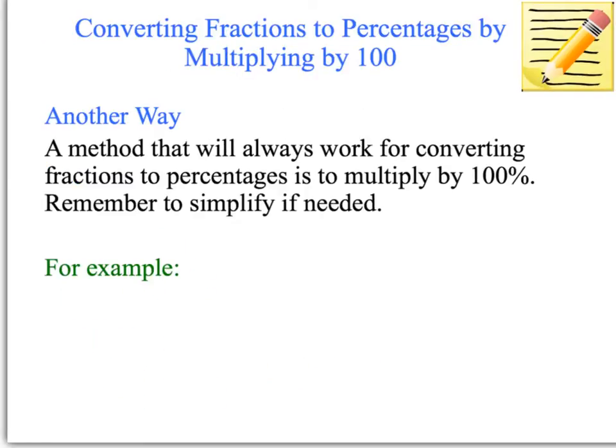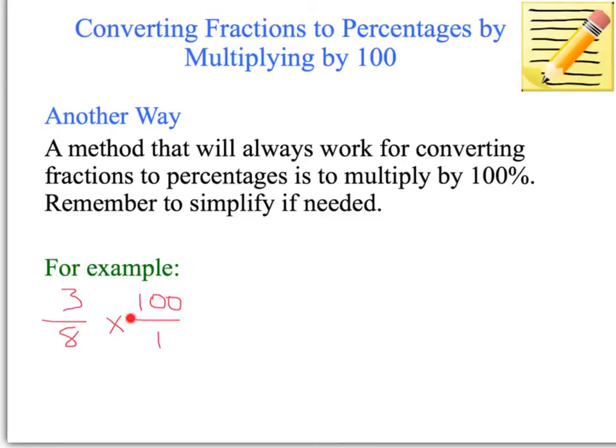Alright, when we're converting fractions to percentages, we can also multiply by 100. This is something you can do all the time if you want. I'll show you some examples, but don't forget to simplify. Now if we have something like 3/8, we just times it by 100%, which is 100 over 1. Now here I can actually cancel out.